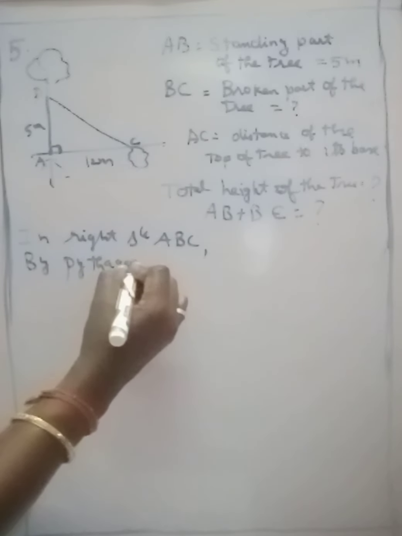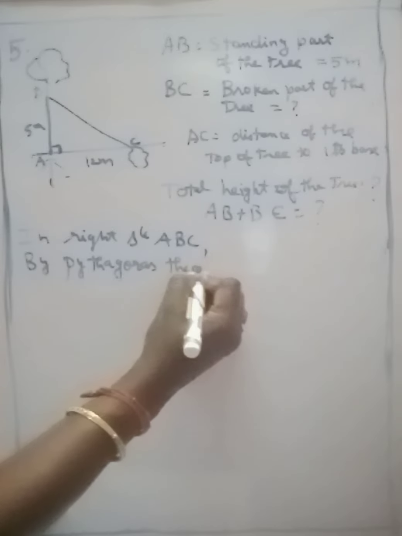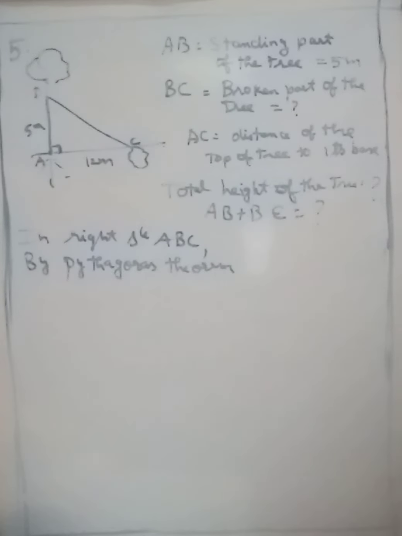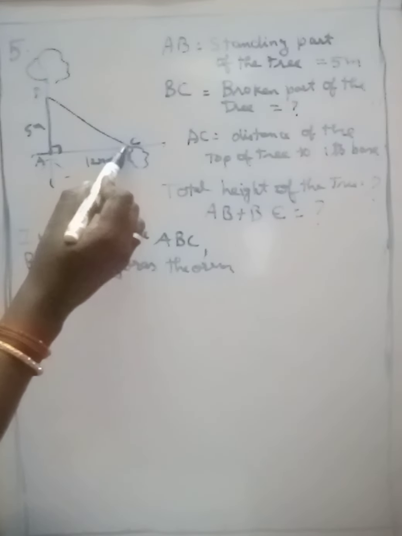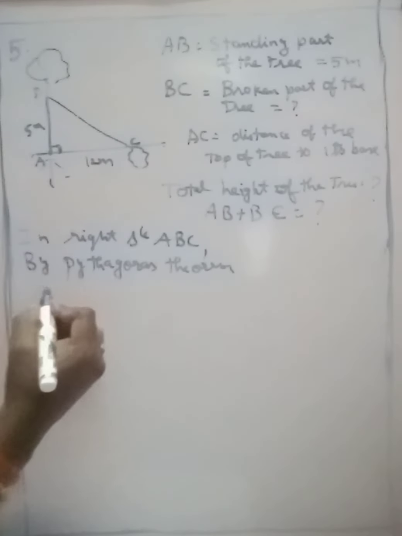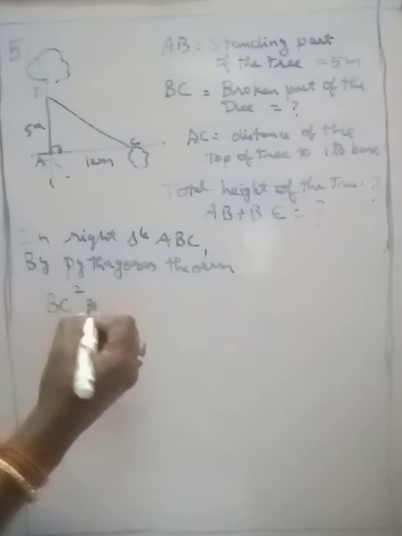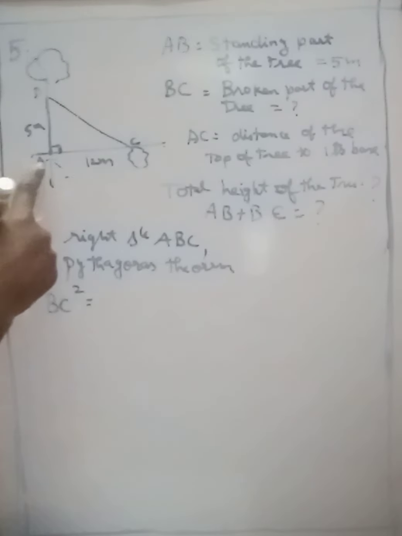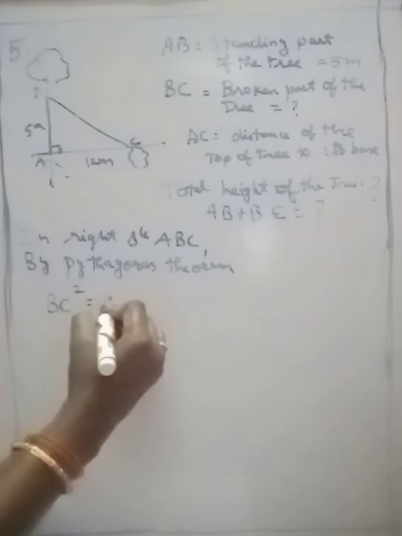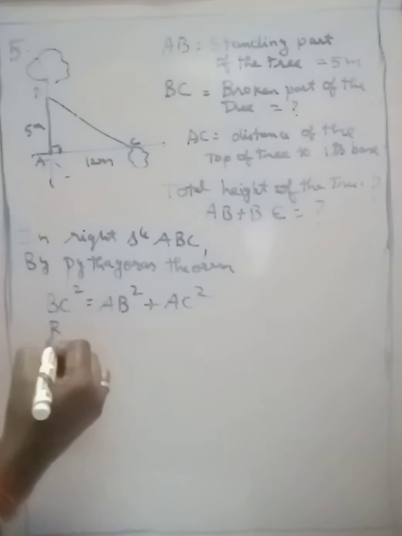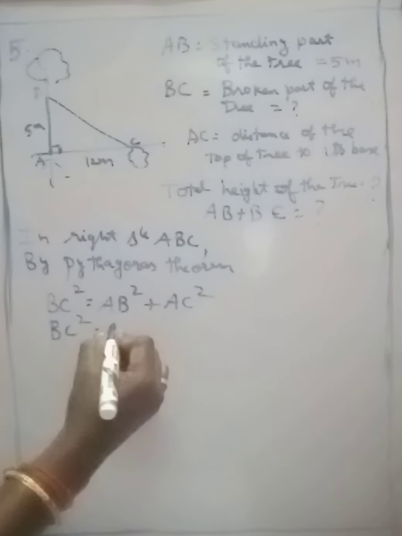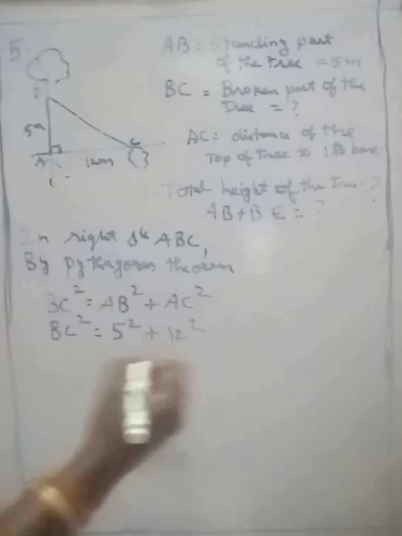By Pythagoras theorem, which is the hypotenuse dear in this sum? Which is the hypotenuse? Yes, side BC is the hypotenuse. Why? Because BC is opposite to 90. So BC square is equal to the other two sides, AB square plus AC square. BC square we have to find. AB is given as 5, AC as 12.